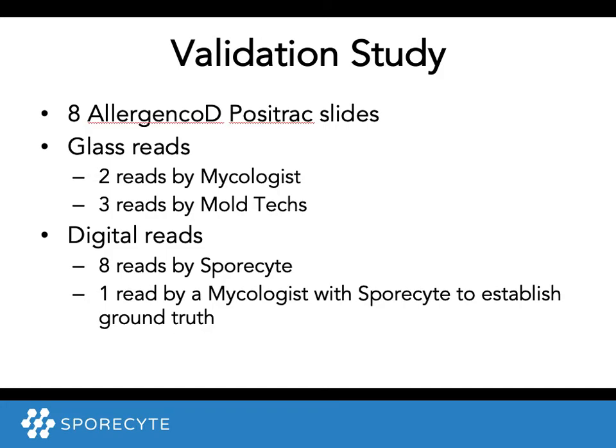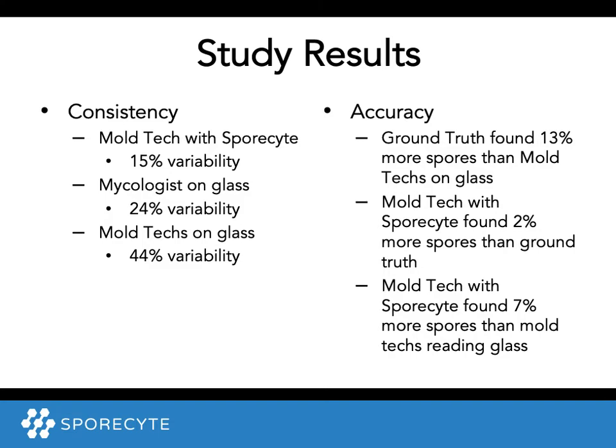To determine how good the algorithm needed to be, we did a validation study. We took 8 Allergenco PosiTrack slides. We did 2 reads by a mycologist, 3 reads by mold techs, and then 8 digital reads by Sporecyte, where the AI made the first classification and then techs corrected them. And we also did 1 read by a mycologist with Sporecyte to establish the ground truth. And here's what we found.